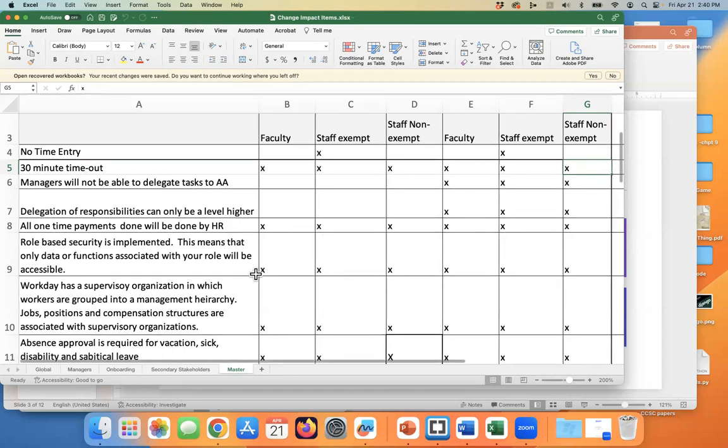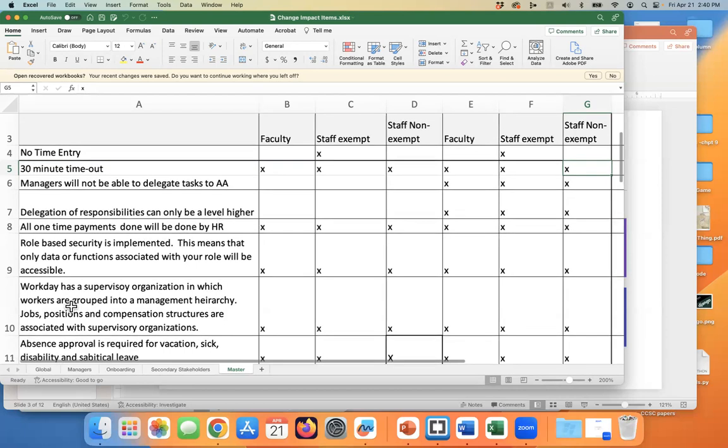But I show you this document as a way to help you in terms of identifying what the changes are going to be, identifying the categories of people that are going to be impacted, and then the last step is crafting communication for each of these groups of people to help keep them informed about the change. So that's just a little bit of a tidbit on how you can be effective in change management.